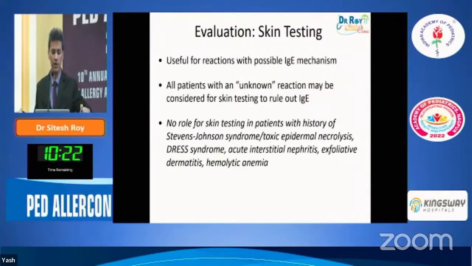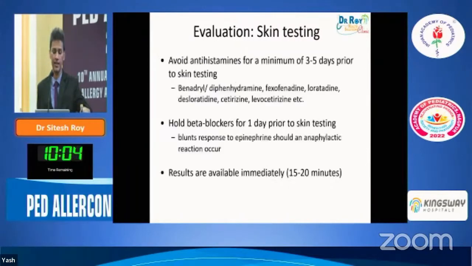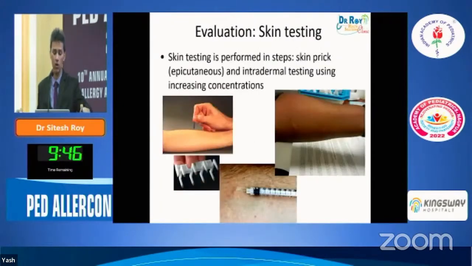Remember, this is a very important test. There is no role for skin testing a patient with Stevens-Johnson syndrome or toxic epidermal necrolysis or the drug-induced eosinophilia syndromes, the acute interstitial nephritis, the exfoliative dermatitis, or the hemolytic anemia, because these are classically non-IgE mediated reactions. You have to avoid antihistamines for at least 3 to 5 days, ideally, before the test. You want to hold beta blockers a day before, because if someone gets anaphylaxis, you want to use the very cardioselective beta blockers. And you can get results within 15 to 20 minutes if it's a drug that's clearly involved.